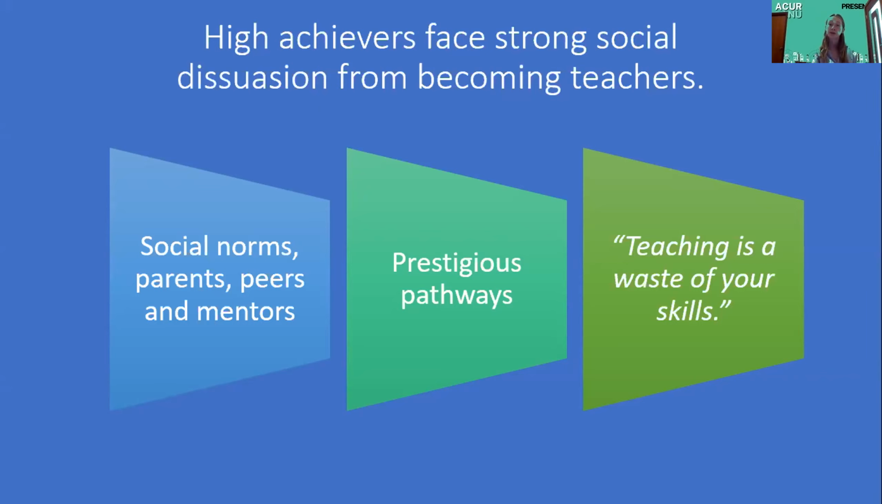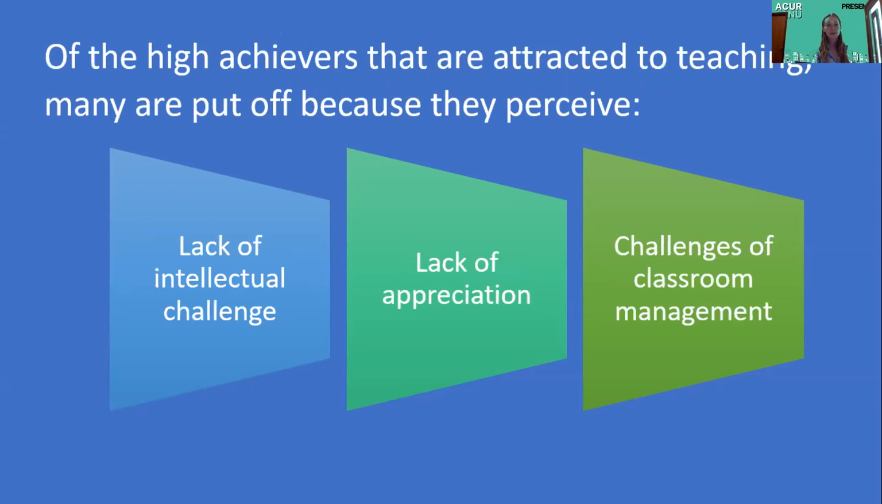High achievers are also strongly encouraged to follow more prestigious pathways. The more traditional pathways that high achieving students follow include medicine or law or engineering. So they tended to feel that they were being pushed or channeled down those pathways and dissuaded from the teaching pathway themselves. In addition to this, the second point is that the high achievers that were attracted to teaching or thought it might be interesting were put off teaching because of negative perceptions that they held about the teaching profession. One really common perception they held was that teaching had a lack of intellectual challenge.